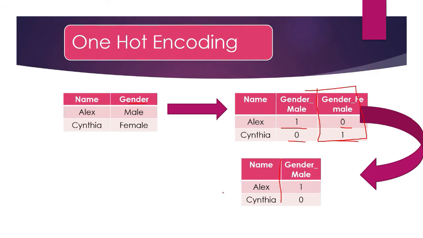Now for Alex, we have gender underscore male equal to 1. So you can see that Alex is a male, so we have 1 in gender underscore male. That is fine, but for Cynthia, you will wonder what we have for her. We do not have a 1 for her, and the reason is quite obvious. If you pay attention, you can see that for Cynthia, we have a 0.